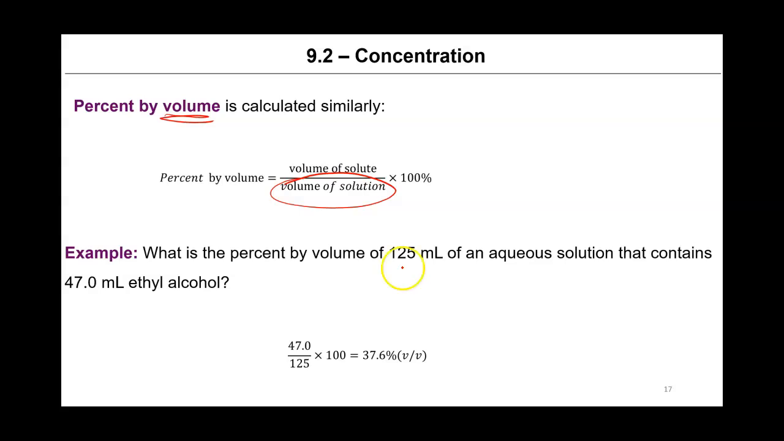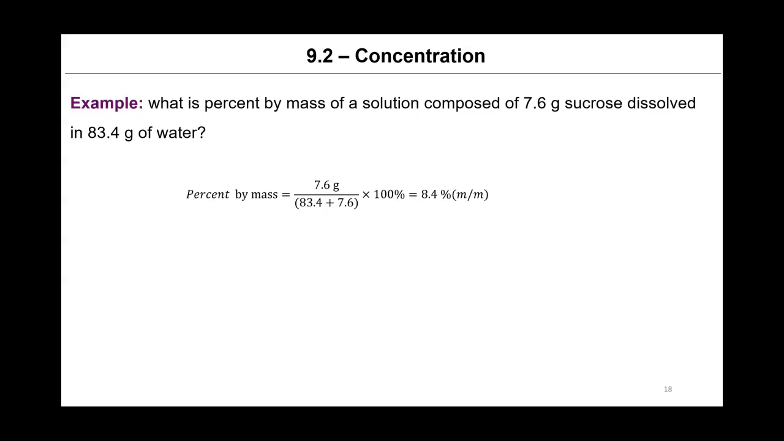So this says, what is the percent by volume of 125 mL of an aqueous solution that contains 47 milliliters of ethyl alcohol? So the volume of the solute in this case is 47 milliliters. The volume of the solution is 125 milliliters. So now we just put it into our little formula, and we make sure that after our percent sign, we put the volume on volume indicator to show that this was a percentage calculated using volumes and not mass.